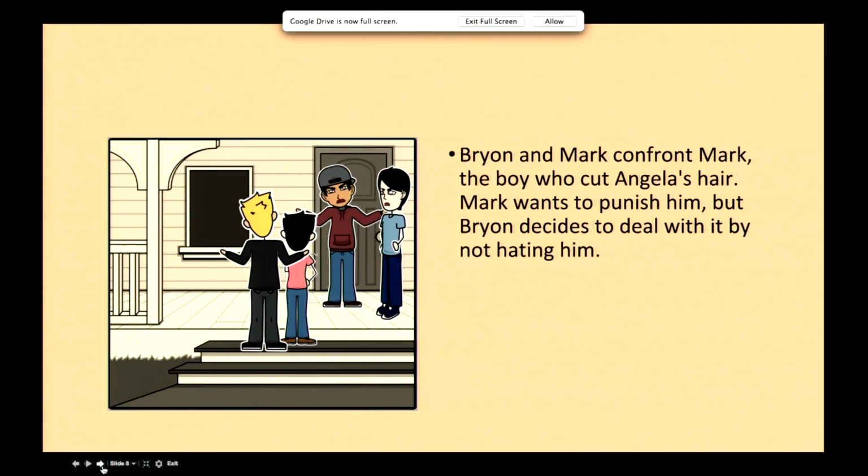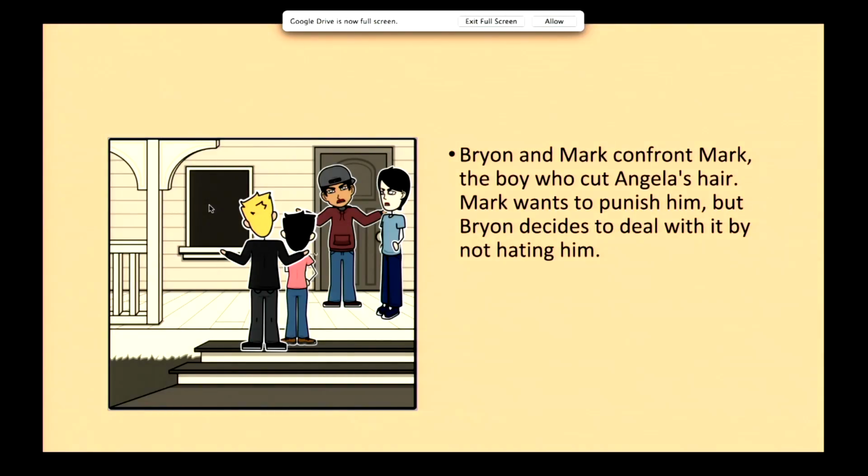Brian and Mark confront the boy who cut Angela's hair. Mark wants to punish him, but Brian decides to deal with it by not hating him. One of the nice features I like about Storyboard That is for a lot of the characters in the character bank, you can have them facing front, you can have them on profile, you can show them from behind. So if I were talking to my speech students about a digital project and I wanted to say, okay, this is time for an over-the-shoulder shot, show me how to set up an over-the-shoulder shot in your digital program. You can actually do that with Storyboard That. It's also possible to move arms and legs around, have facial expressions, head tilts, and those kinds of things.